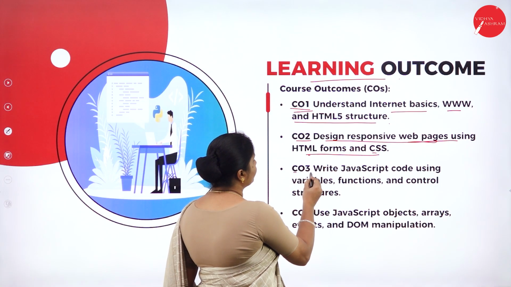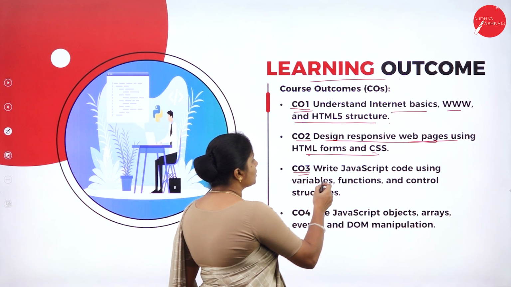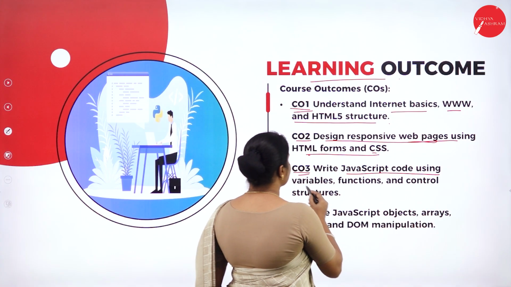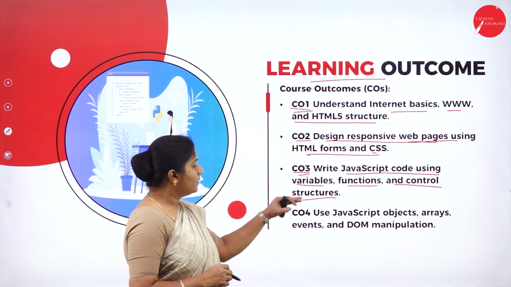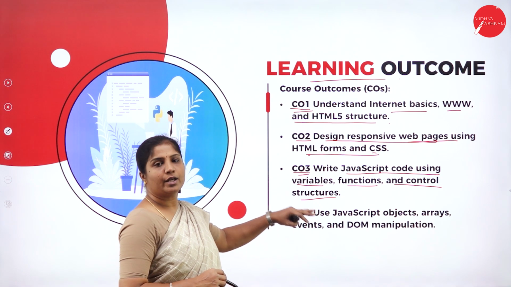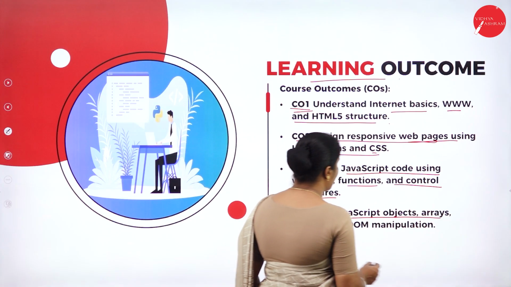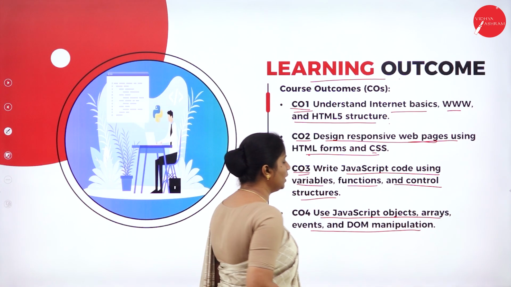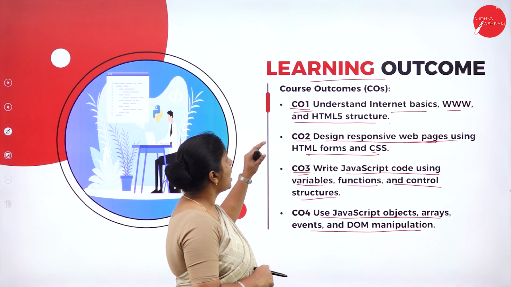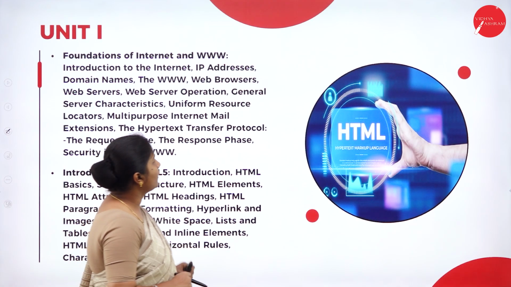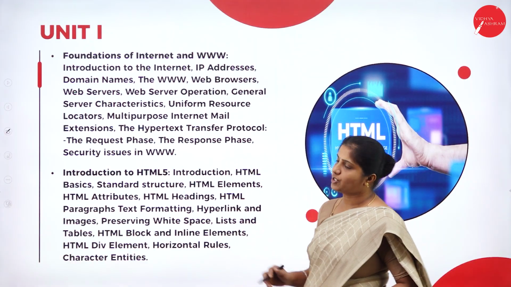Then after completion of unit 3, so what is the course outcome of this? So they can write the JavaScript code using the variables, functions and control structures. Okay. Then what is the last unit? The course outcome of the last unit is we can use the JavaScript objects, arrays, events and DOM manipulations. Okay. So these are the course outcomes. Okay. So next we will move on to each unit, one by one. So we have first unit here.